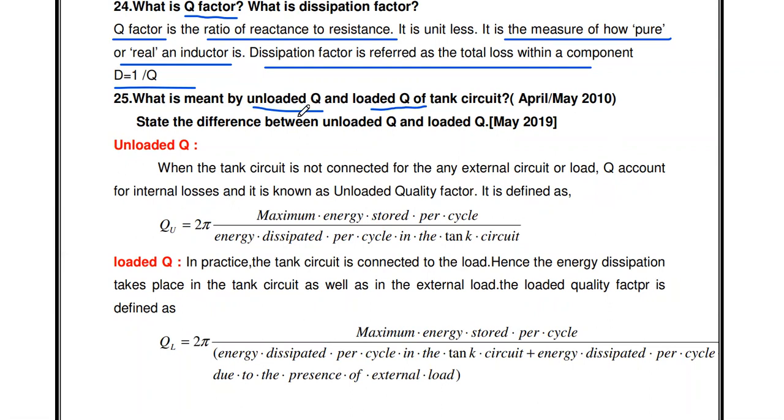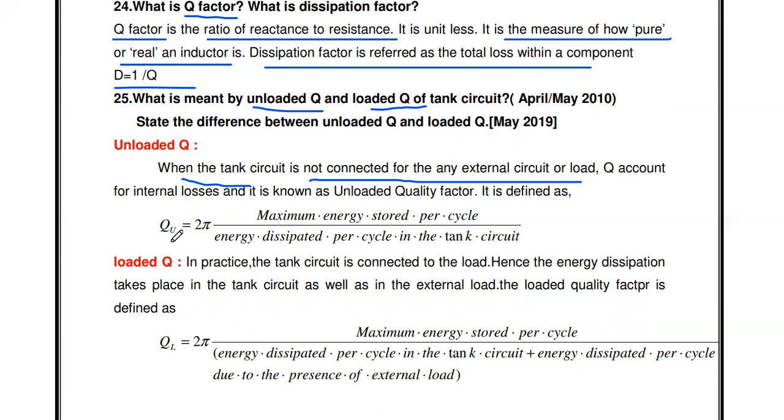Then the next question: what is meant by unloaded Q and loaded Q of the tank circuit? In quality factor, there are two quality factors, one is unloaded Q and the other is loaded Q. This is an important question, a 2-mark question. The unloaded Q definition is that when the tank circuit is not connected to any external circuit or load, the quality factor accounting for internal losses is said to be the unloaded quality factor.